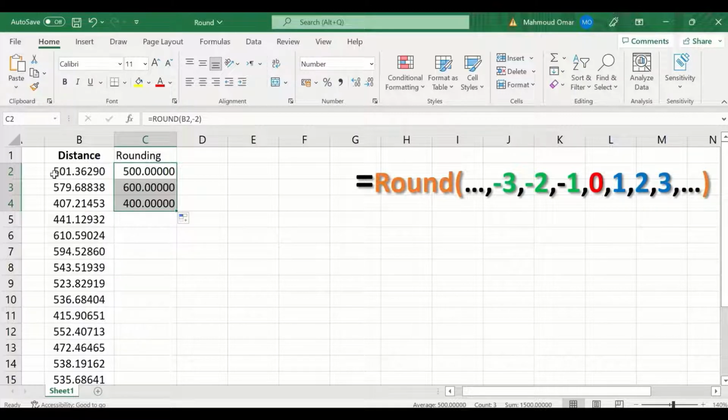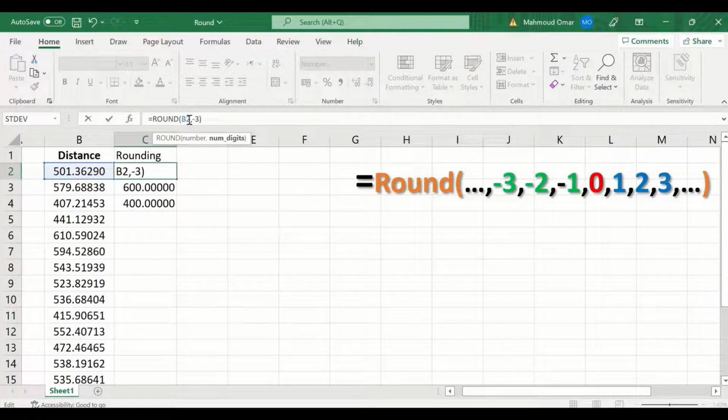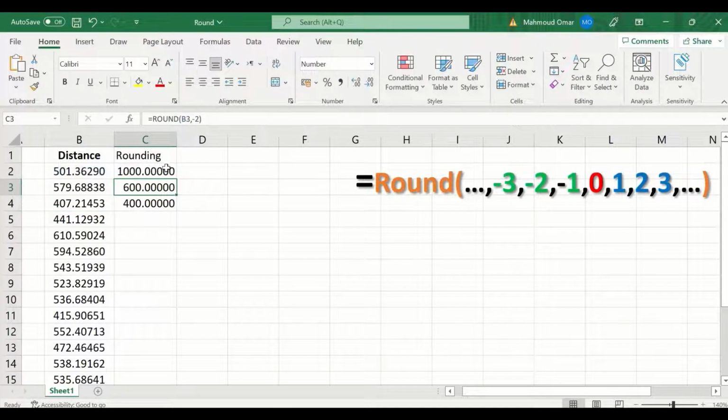this will round down the number to 500. This one will be rounded up to 600. This one will be rounded down to 400. We insert -3, and this will round the number up to 1000, the second one to 1000, the third one to 0. So this is the way to round numbers that have decimal in it in Excel.